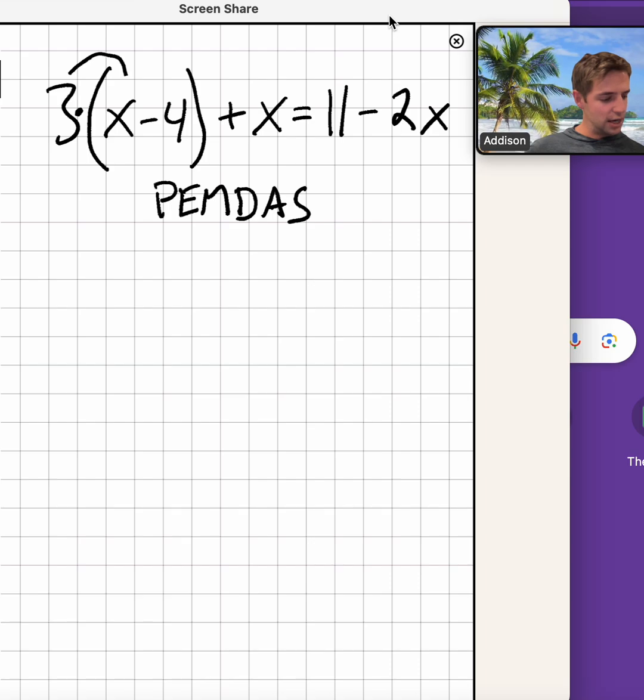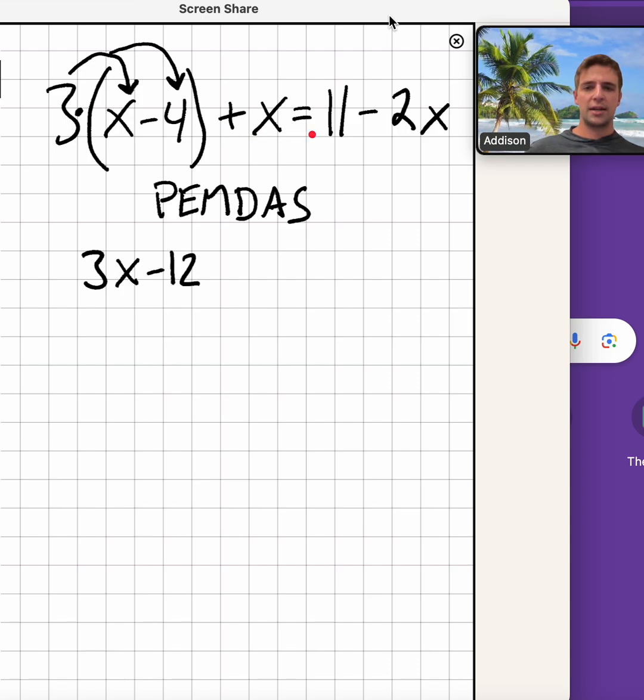I like to draw little arrows to show who's getting multiplied by 3. It's kind of like a party favor. If you go to a birthday and you give out party favors, you got to give one to everybody, right? Otherwise, they're going to be upset. So same goes here when we distribute the 3. Everybody needs to get a times 3 inside those parentheses. So we end up with 3 times x is 3x, and 3 times negative 4 is negative 12.